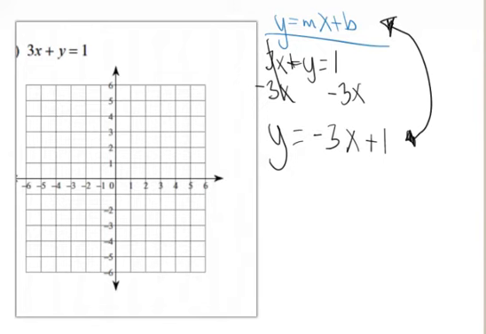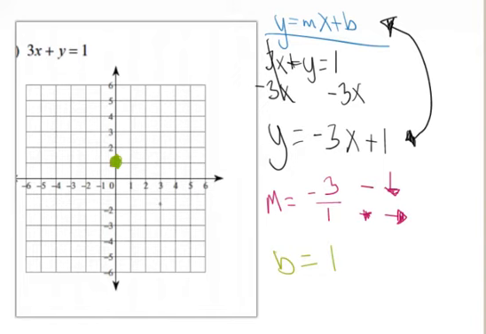Let's go ahead and write out our slope and our y-intercept. Our slope is going to be negative 3 over 1. Negative means I'm going to go downward, and the positive one means I'm going to go to the right. And my b, my y-intercept, is at positive 1. So that's where we're going to start. Always start with b for beginning. There we go, b is 1 on my y-intercept.